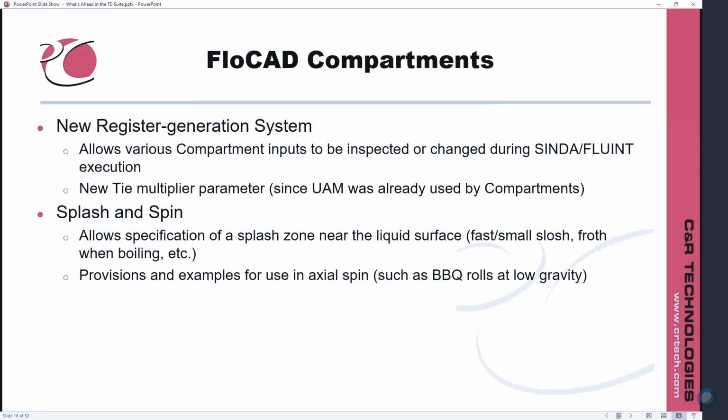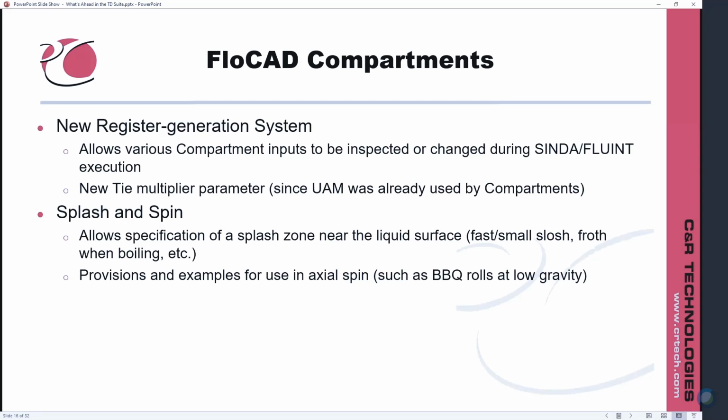Nope. Okay. With FlowCAD compartments, some of the things we've been working on, we now have a new register generation system. So this allows various compartment inputs to be inspected or changed during the send to Fluent execution. We've also got a new tie multiplier. Most ties use UAM as a multiplier on the tie heat transfer, but compartments already take control over those. So we've added a new parameter for that.